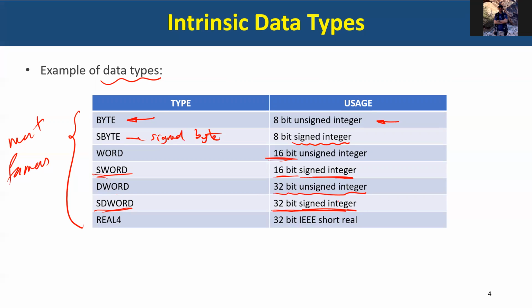And finally, if you have some real values, we define them with REAL4. REAL4 means 4 bytes, and 4 bytes means 32 bits. So it's a 32-bit IEEE short real value.